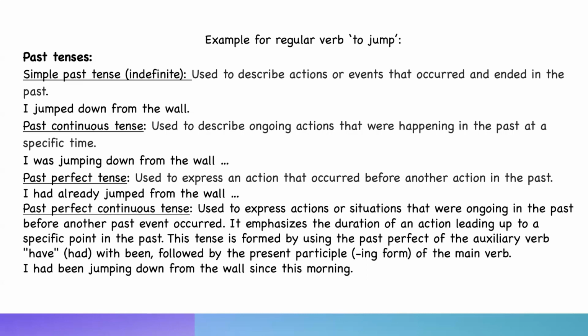Past perfect continuous tense is used to express actions or situations that were ongoing in the past before another past event occurred. It emphasises the duration of an action leading up to a specific point in the past. This tense is formed by using the past perfect of the auxiliary verb have, that is had, with been, followed by the present participle ing form of the main verb. For example, I had been jumping down from the wall this morning.